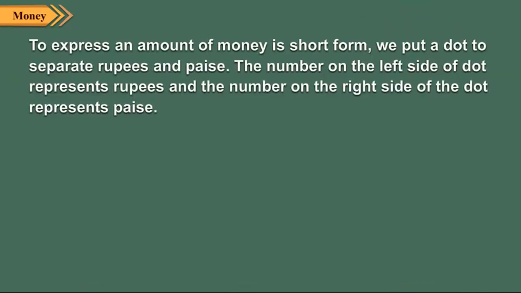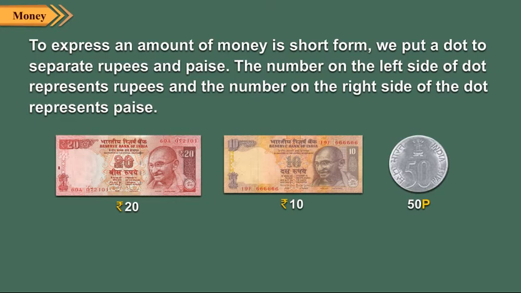To express an amount of money in short form, we put a dot to separate rupees and paise. The number on the left side of the dot represents rupees and the number on the right side of the dot represents paise. Note that we always write paise as a 2-digit number. Here we have 30 rupees 50 paise. In short, we write it as rupees 30.50. 50 paise is written as 0.50.